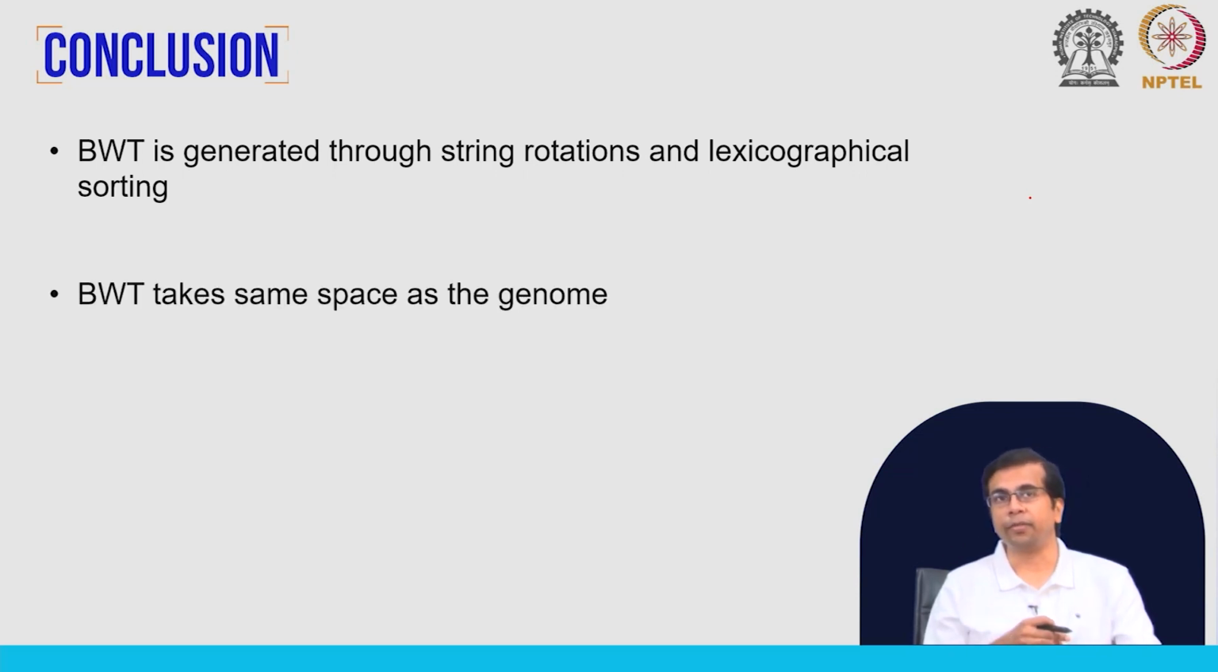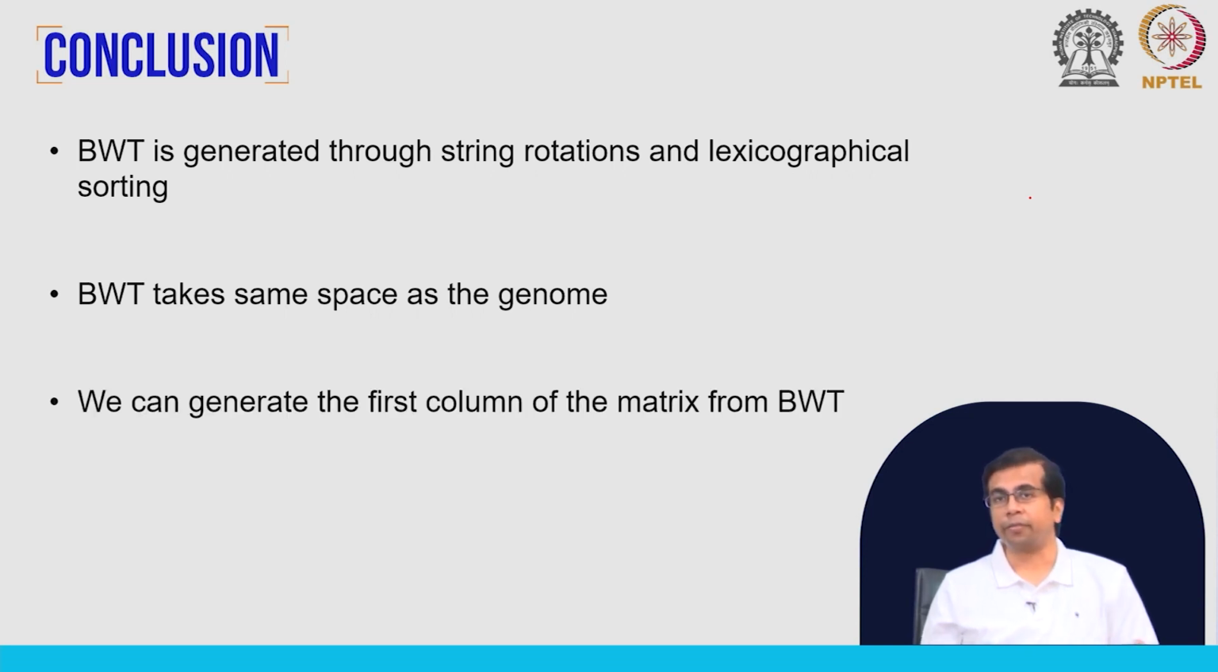Now, once we have generated this sorted matrix, what we have seen is that the Burrows-Wheeler transform takes the same space as the genome. So, it is a very efficient way to store the genome data. It is not taking a huge amount of space like the hash table or the suffix array or suffix tree. So, that is good news. We can probably run this on a desktop. We will see in the next class whether that is possible, and we will quantify the time and the memory requirement for read mapping.